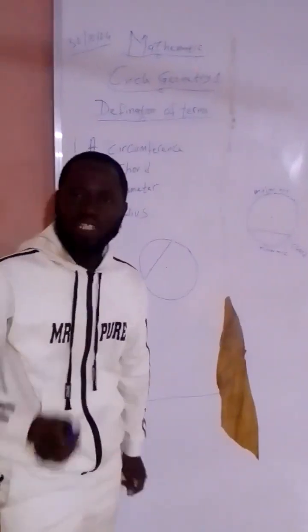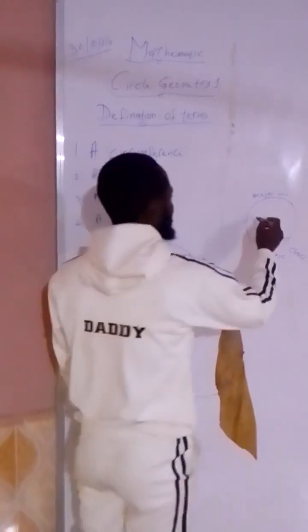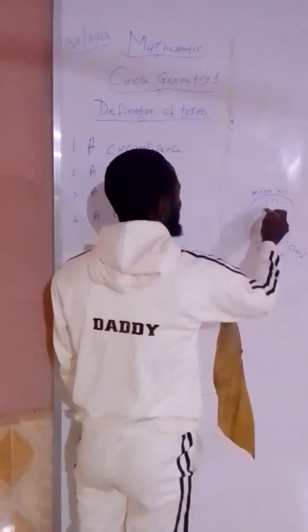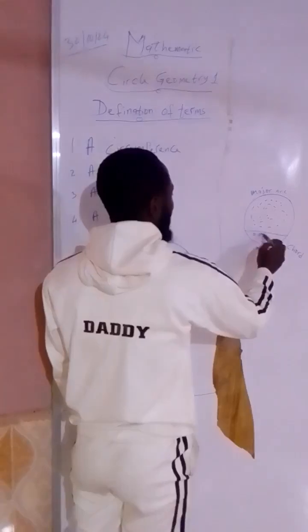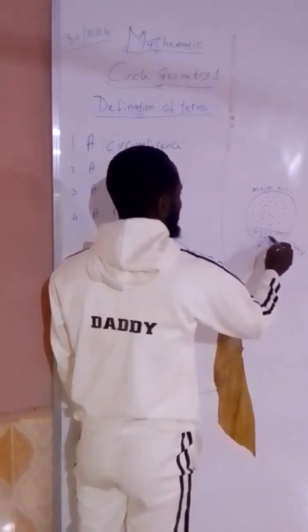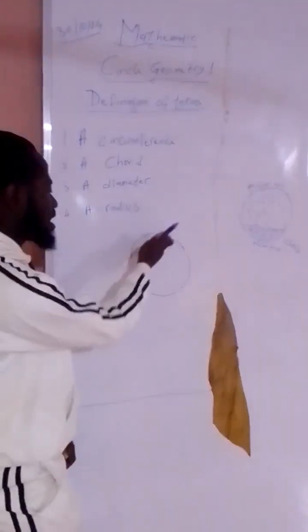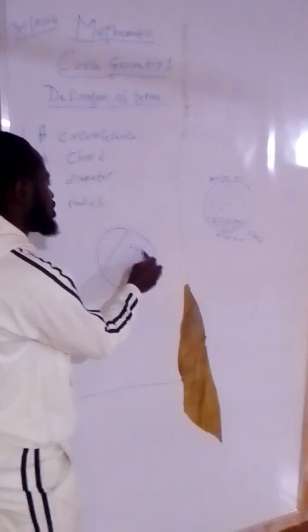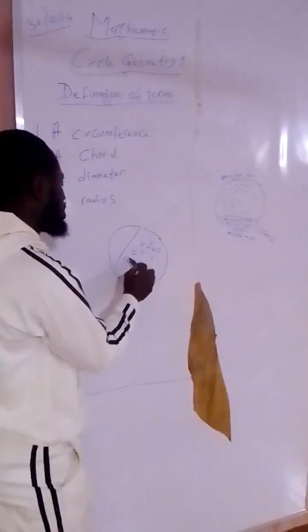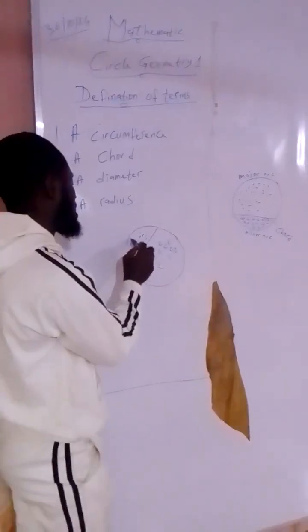Also, a chord will divide the circle into what's known as what? Major segment. This is known as a segment. All these things are known as what? Segment. Major segment and the what? Minor segment. Also, I said this is a chord. Then if this is a chord, then this is going to be what? A major segment. And all this will be what? A minor segment.